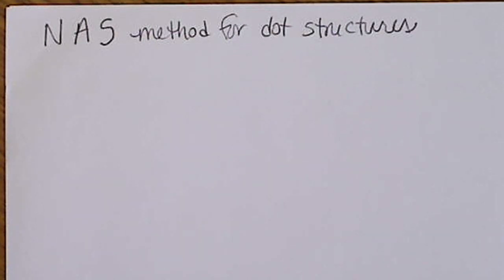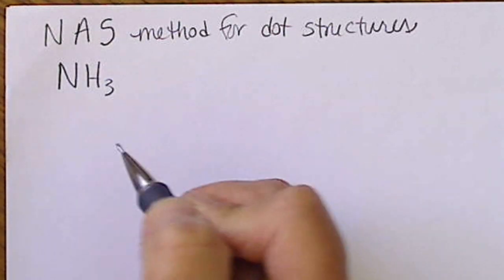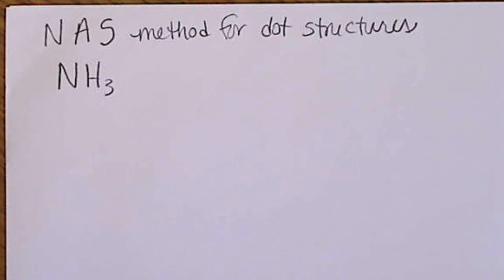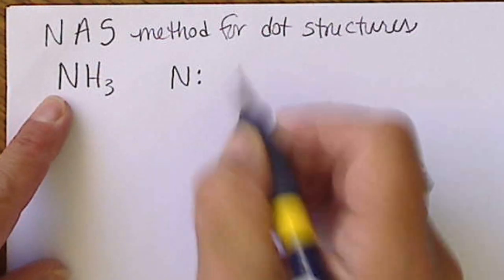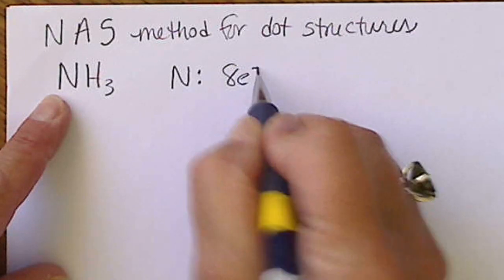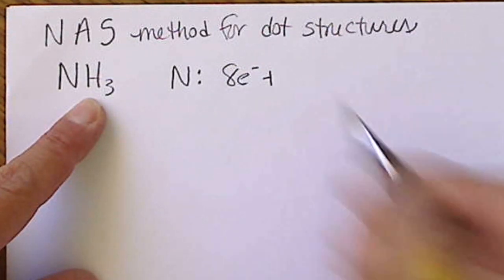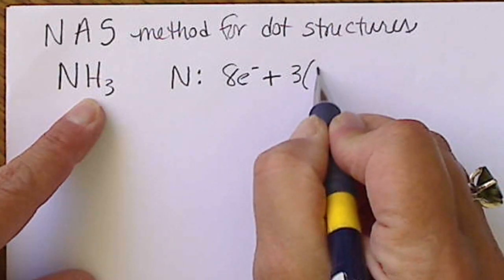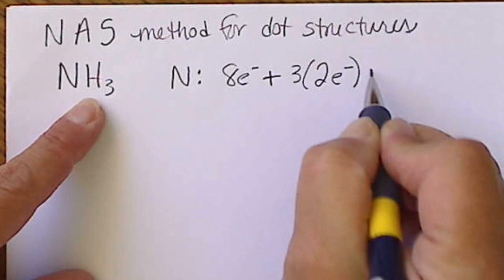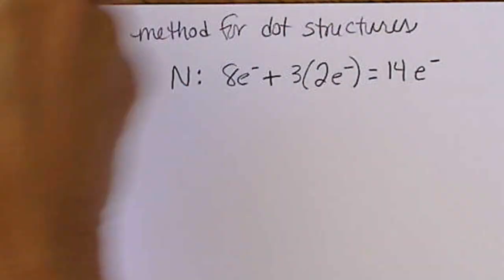We're going to do the needed available shared method for NH3. This has a common name of ammonia. If we do the needed, we've got one nitrogen, so that's 8 electrons, plus, when we have hydrogen, we have to treat hydrogens separately. So there are 3 hydrogens, and each hydrogen only needs 2. So we get a total of 14 electrons.